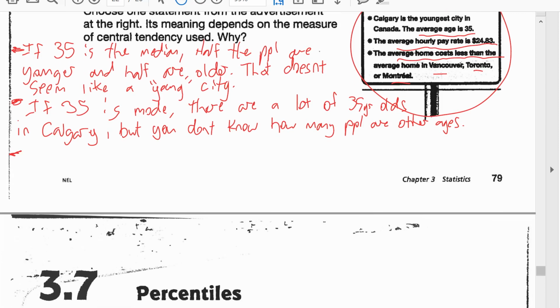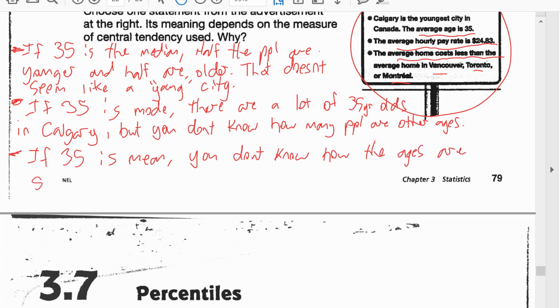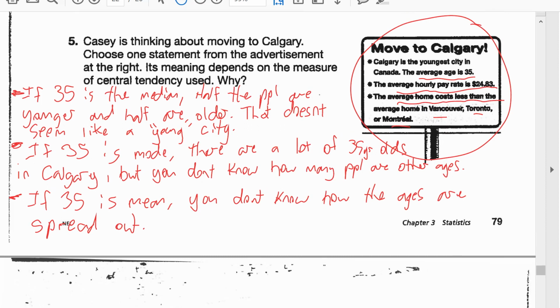And then what about if 35 is the mean? You don't know how the ages are spread out. So there you go. That shows that all three ways are kind of not the best for telling you the average. But I've been to Calgary. They do have a very young population. Downtown's always bumping. So definitely recommend to go there.